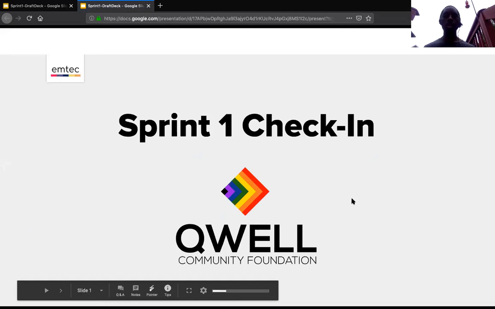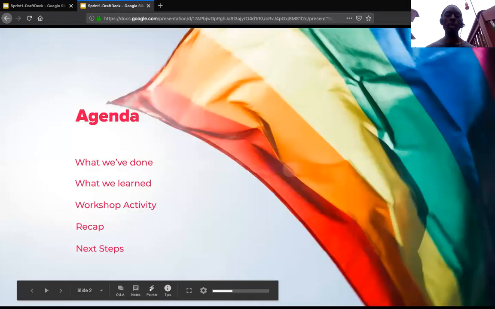And welcome to the Sprint 1 check-in. Today, we're going to go over what we did for the last couple of weeks. So welcome back, and I hope you had a good time. So this week, we're going to go over what we've done, what we learned during this past sprint, as well as a workshop activity to go over some ideation techniques. And then we're going to recap, of course, and show you the next steps for the next sprint.